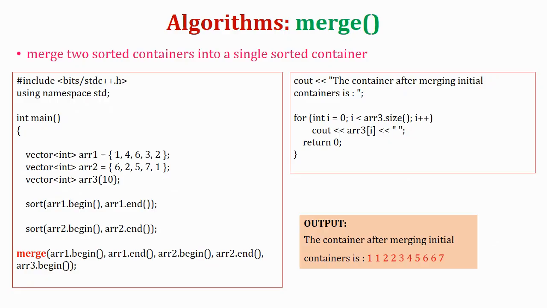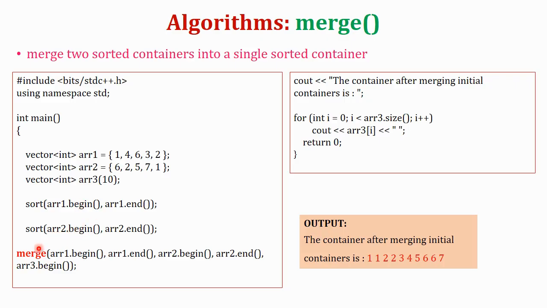And the next algorithm is the merge function. It will merge two sorted containers into a single sorted container. For example, the first vector has some values, and vector 2 has some other values. Then we are creating the third vector, which is an empty vector. Now we are sorting the first vector, and similarly the second vector, in the proper order.